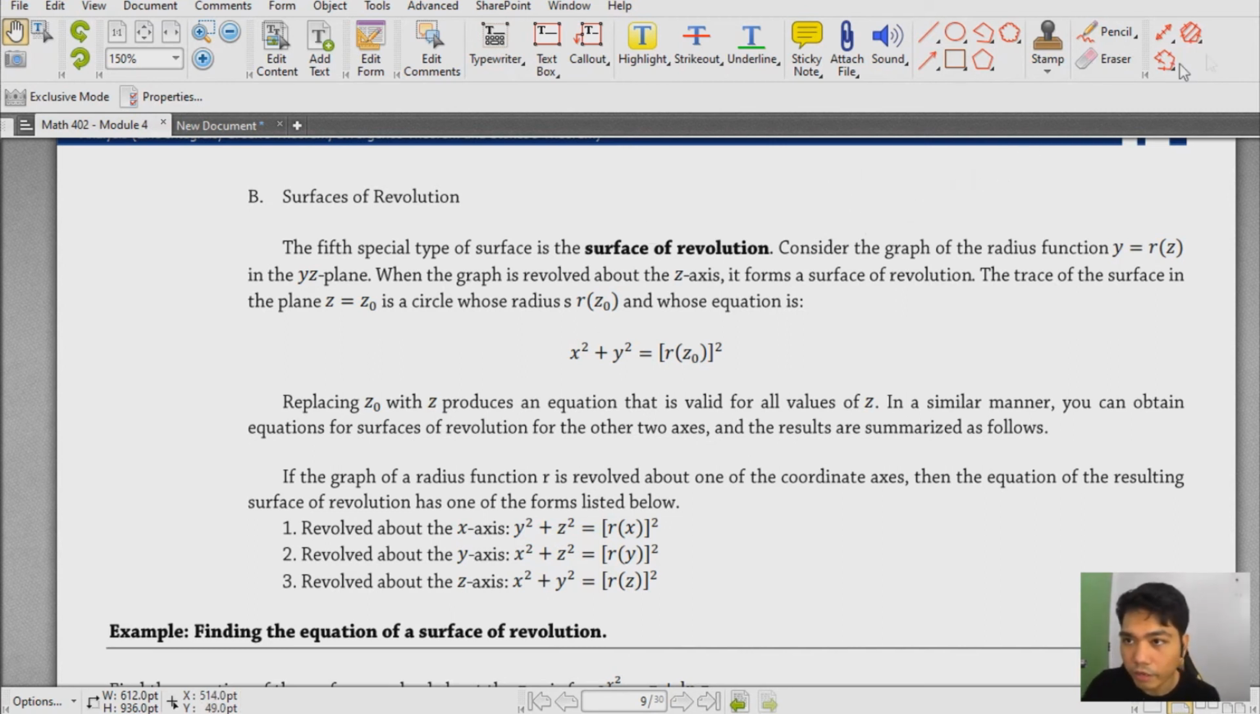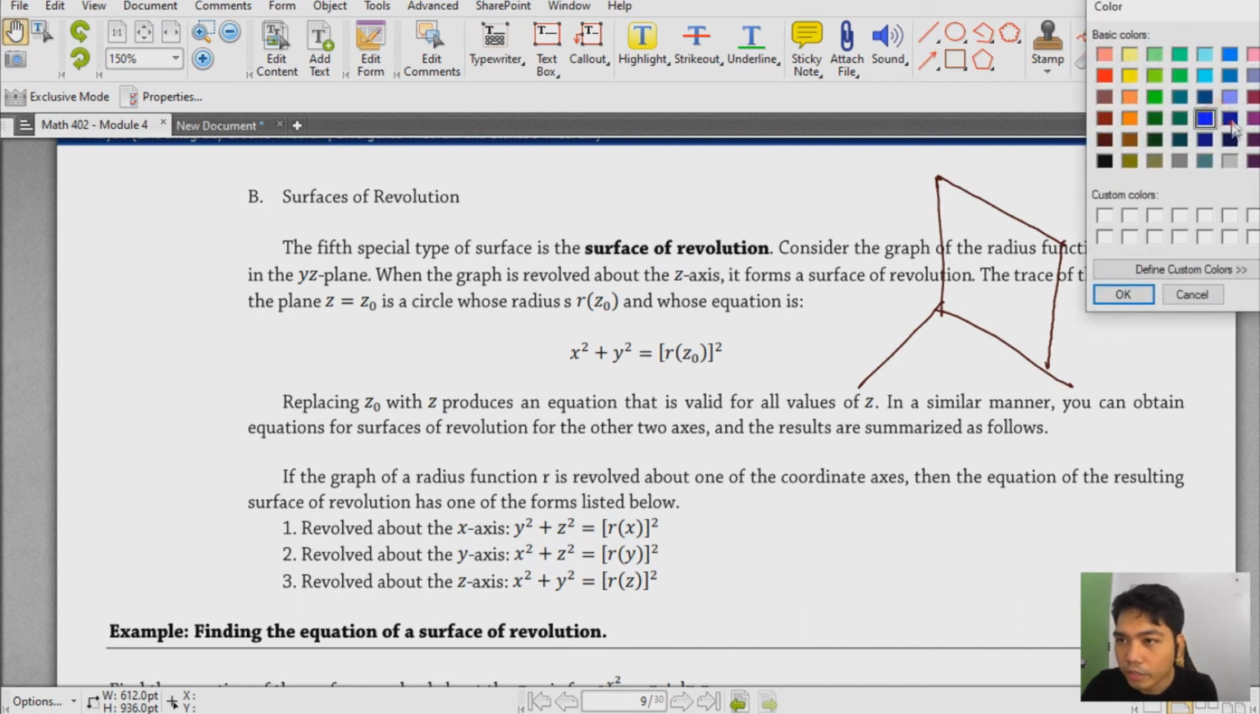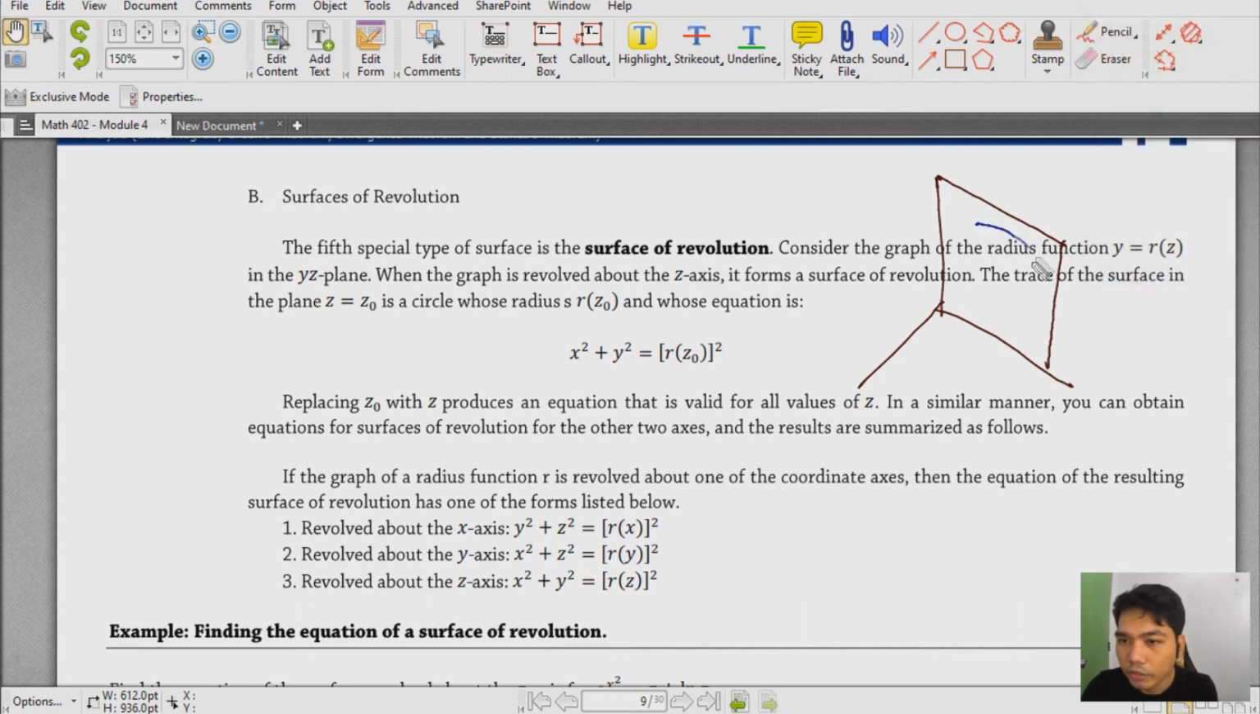So if I have an xyz plane here, and this is the yz plane. So for example, I have a certain graph, let's say ito yon. And then I want to revolve this about the z-axis. So technically, i-revolve yan, so therefore makakagawa tayo ng parang circle dyan. So matatrace niyan ito up until makagawa tayo ng certain figure. So basically, ganyan yung mangyayari.